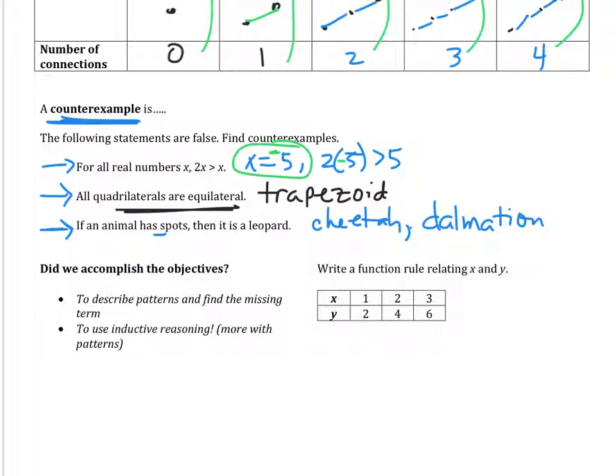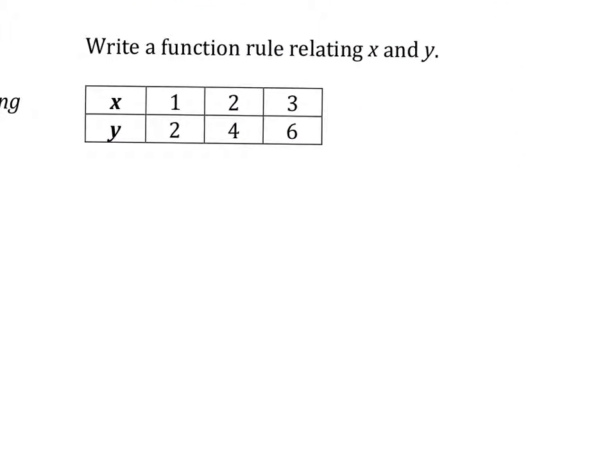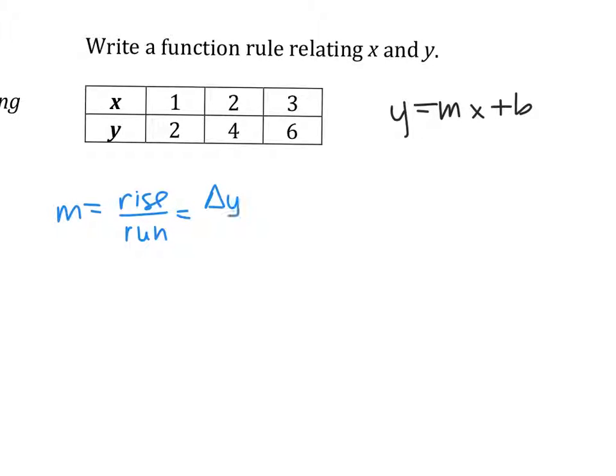All right, we are going to do the function rule because there is one like that on the homework. And the idea here is we want to write our equation in slope-intercept form. So our goal is to come up with y equals mx plus b. All right, so reminders. M is equal to your rise over your run. You've probably heard that before. Or your change in y over your change in x.